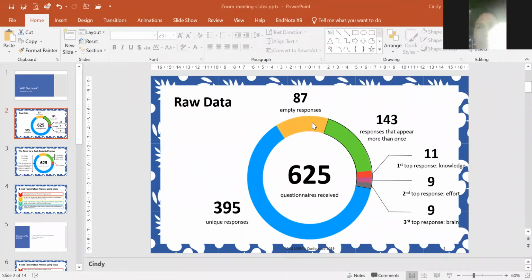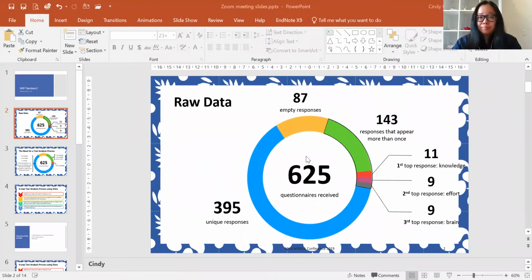The remaining responses are either empty, or for the 395, they're unique responses, which means each one of them needs to be sorted individually, manually. That could take a lot of time. Then I thought, is there a way to automate the process? There is a process, and I'll give you an overview of how it works.